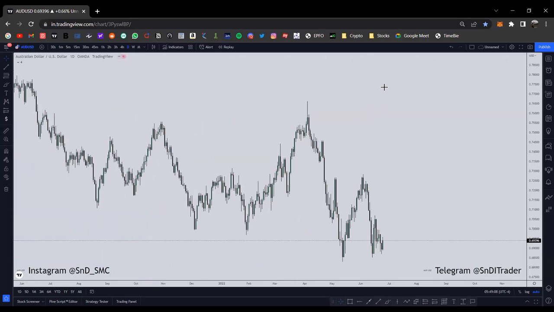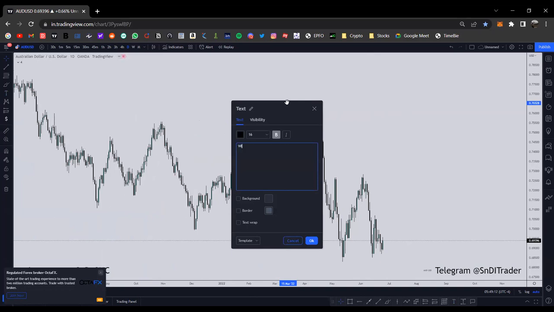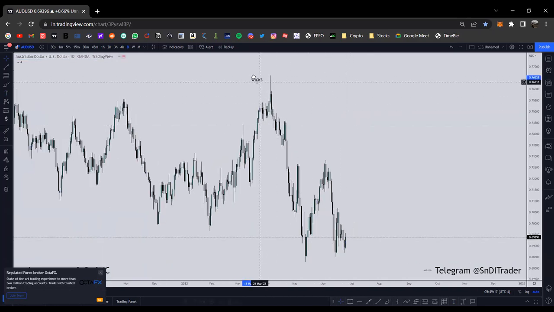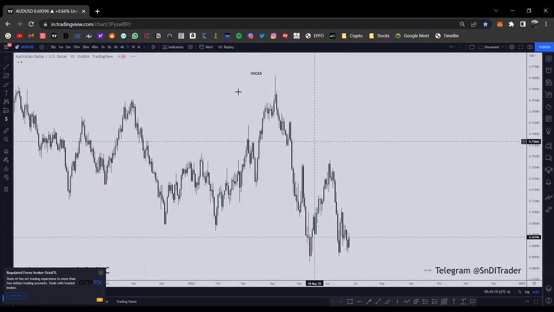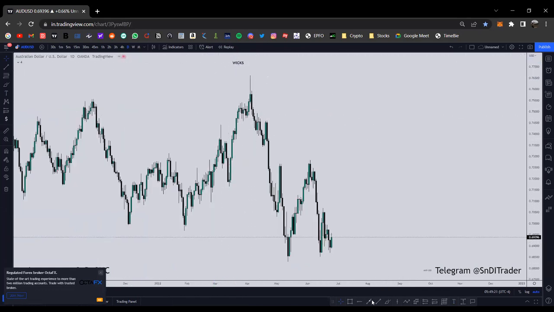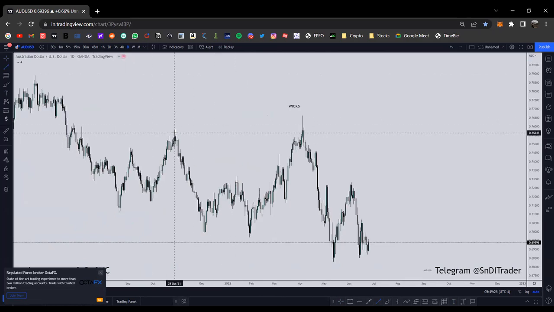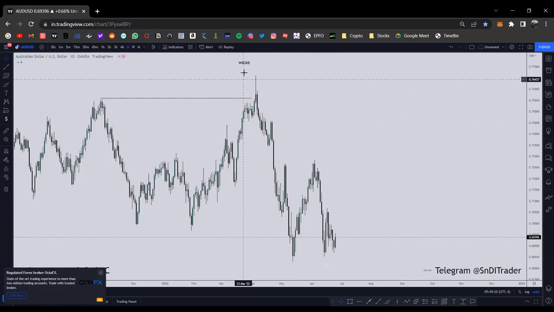So in this course, I will be talking about wicks. How I consider these wicks as a point of interest. So let's just move ahead. Whenever you see a wick closing above certain highs, this will be a liquidity grab.